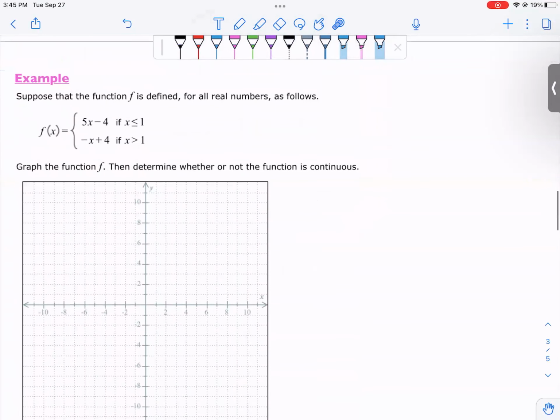All right. We have another function, but this question asks an additional thing here. It asks whether or not the function is continuous, which we won't know until we've graphed, but let's talk about what continuous is. Continuous means that you can run your pencil along the graph without lifting it up.